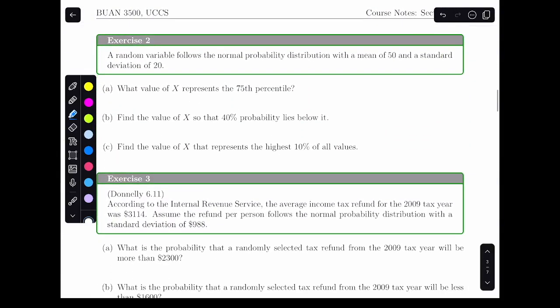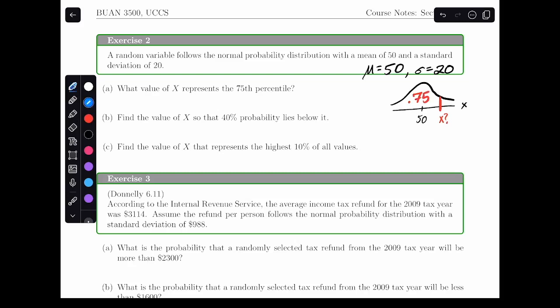So in exercise 2, it says we have a random variable that follows the normal probability distribution with a mean of 50 and a standard deviation of 20. And part A asks for the value of x that represents the 75th percentile. So we have this curve, and we have 50 in the middle, and we want to figure out x that has 75% of stuff to the left of it.